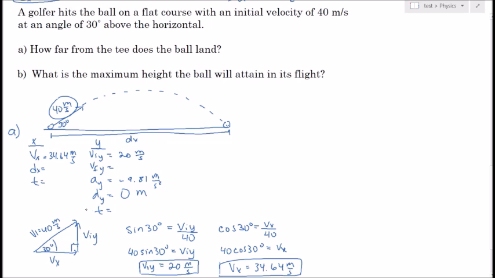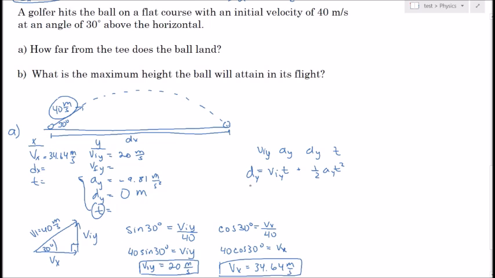And we're going to once again find the time so we can transpose it over to the x direction and then solve for dx using our dx is vxt formula. So this time we have VIY, AY, dy, and t. It's actually the same exact four variables we had before, so we can go ahead and do d is equivalent to VIT plus 1/2 AT squared.